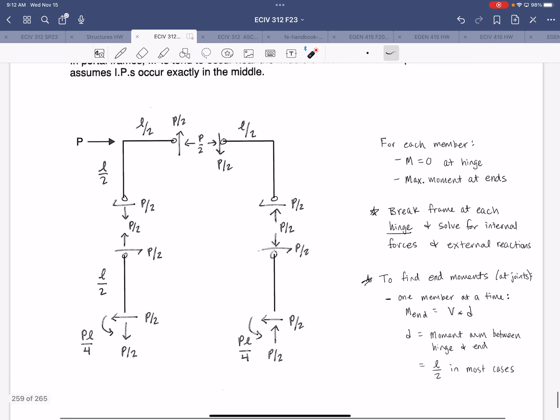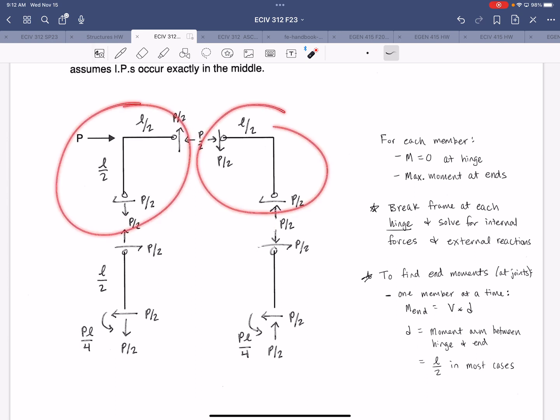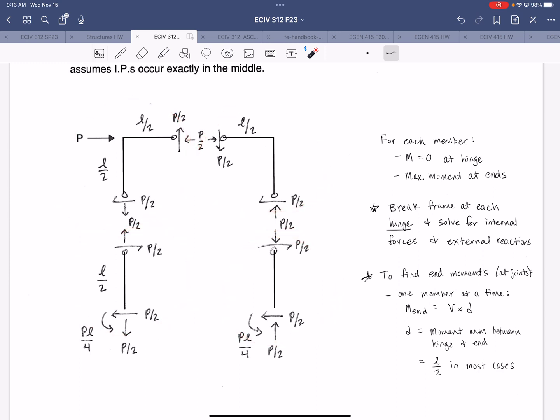So here we have the expanded free body diagram of this portal frame, which with 3 hinges now is determinate, right? So we can break it apart at the hinges, and by doing that, we can figure out all of the unknown forces. So here we're looking at, we have the reaction forces at the base, right?